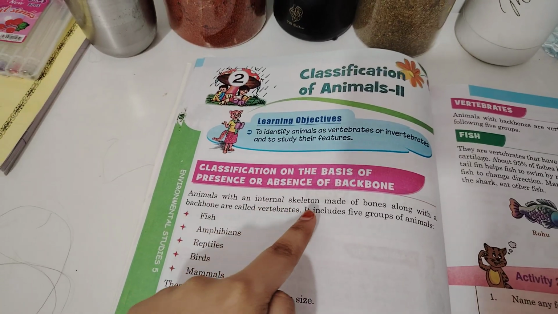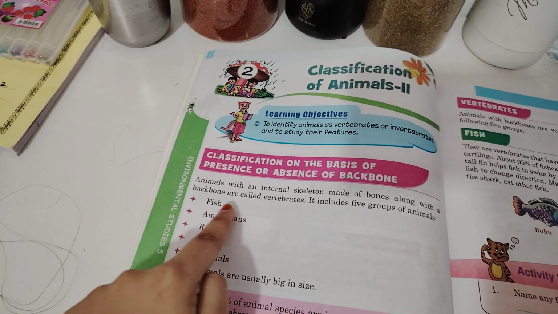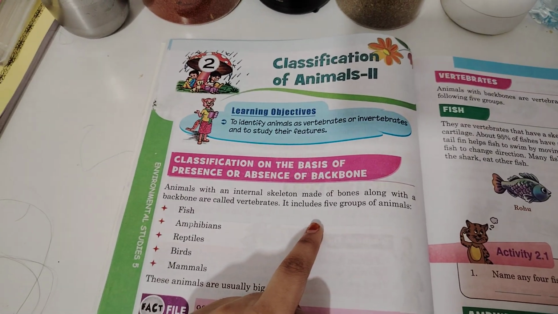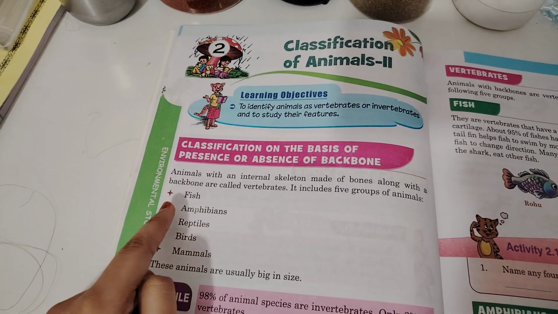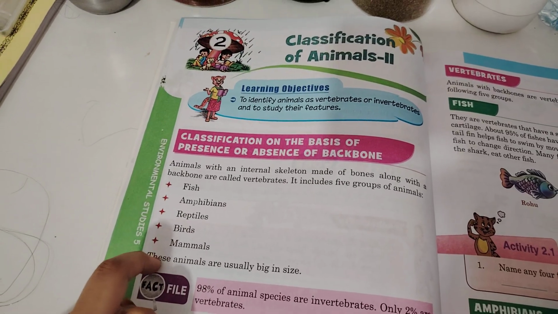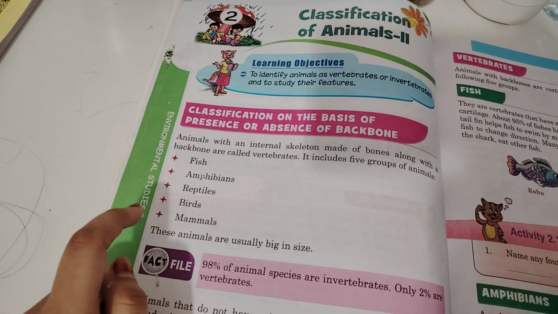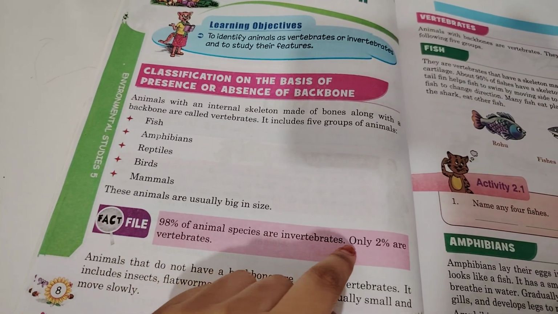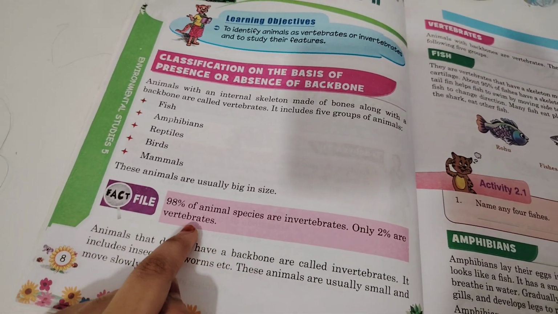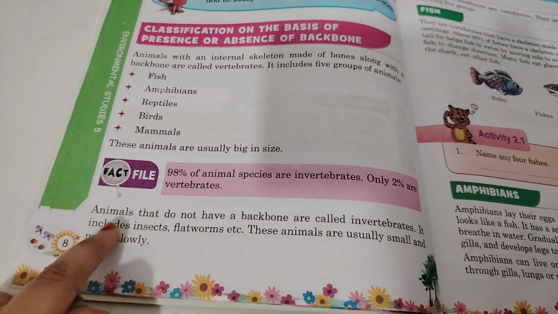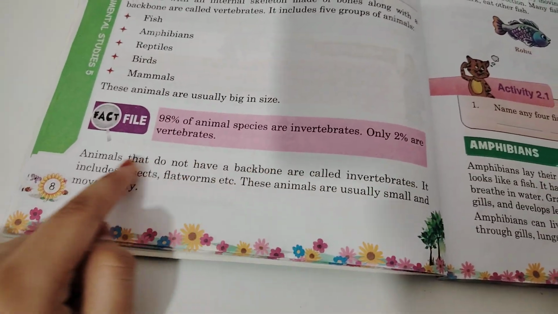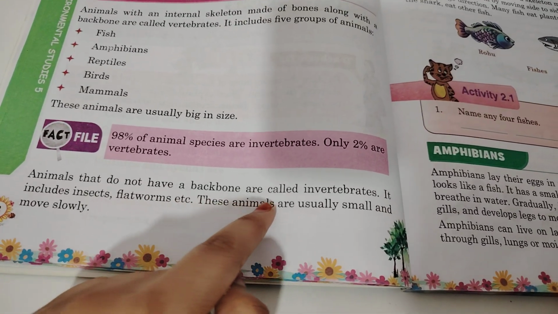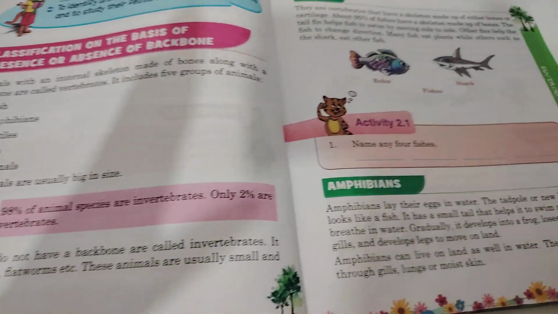Animals with an internal skeleton made of bones along with a backbone are called vertebrates. It includes 5 groups of animals: fish, amphibians, reptiles, birds, and mammals. These animals are usually big in size. Fact file: 98% of animal species are invertebrates, only 2% are vertebrates. Animals that do not have a backbone are called invertebrates. It includes insects, flatworms, and these animals are usually small and move slowly.